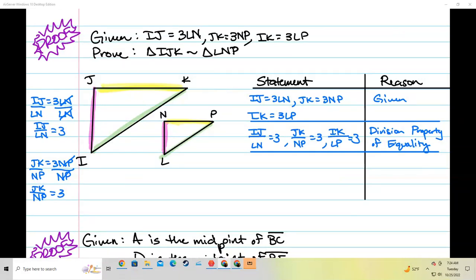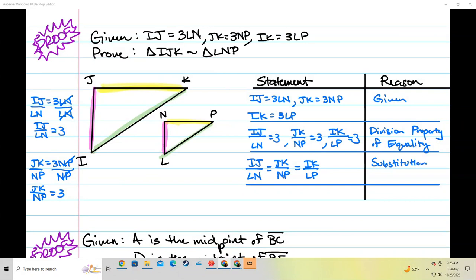Now, I wish we could say, oh okay, we already have it. You notice how they're all equal to 3? Then they're all equal to each other, right? If they're all equal to 3, then they're all equal to each other. So I get to say that the ratio of ij divided by ln, my pink to pink, is the same thing as jk over np, or yellow to yellow, which is the same thing as ik over lp, my green to green. All my ratios are equal to each other. And I did this by substitution. They're all equal to 3, which means they're all equal to each other.